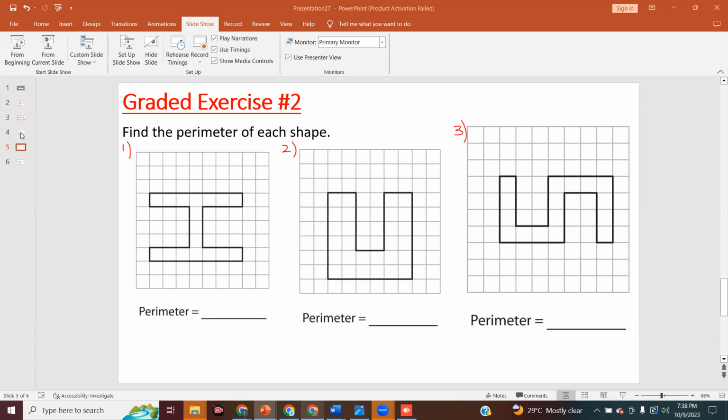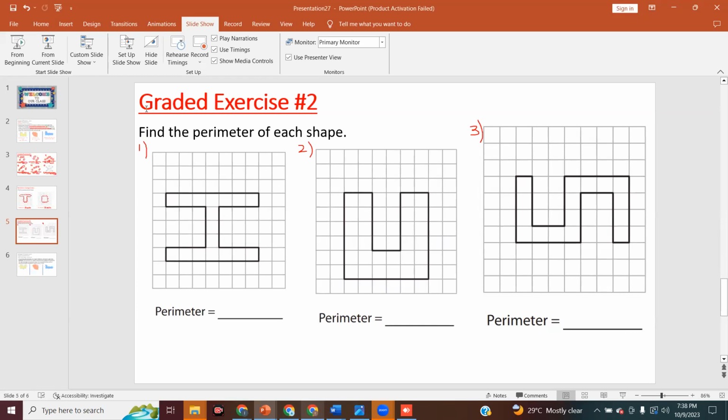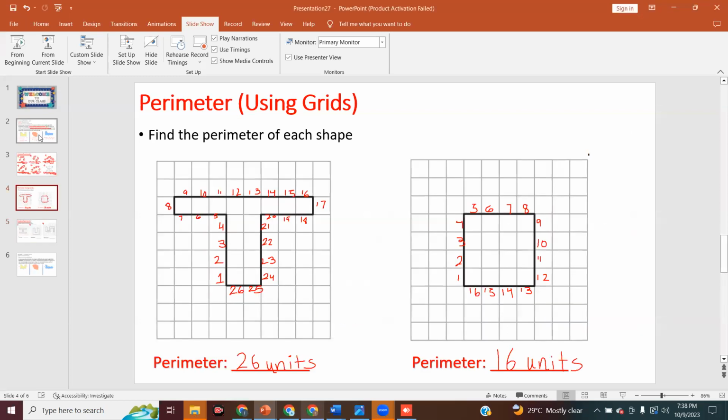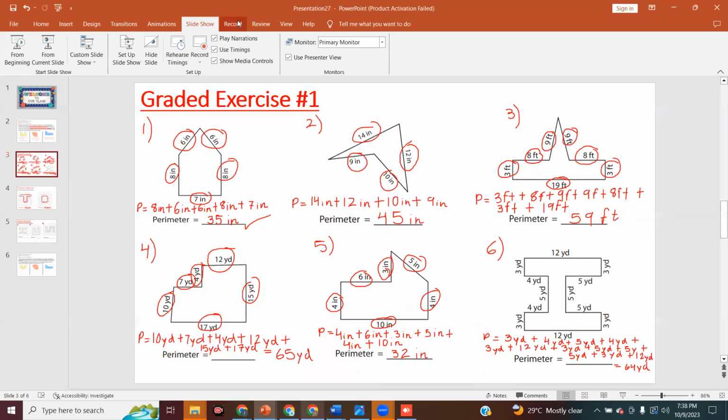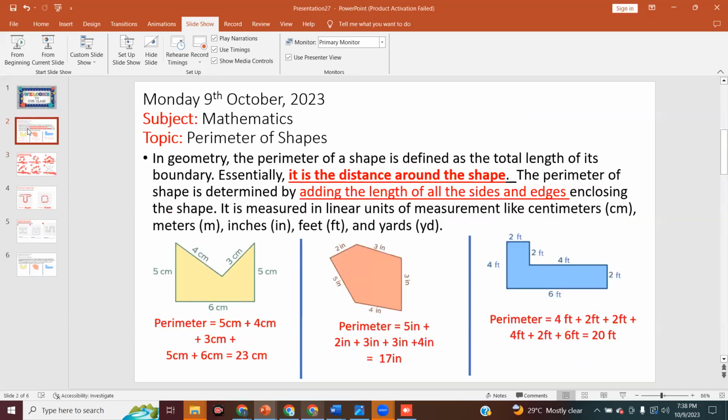Excuse me, Mr. Petit. I don't have any graph paper. Can I just draw in my book? Yes, you can. Okay, thank you. Give me one moment. Let me quickly take a screenshot of this and put it in the chat for Ashton. Just give me one moment, please. Ashton, it'll be in the chat for you. Thank you.